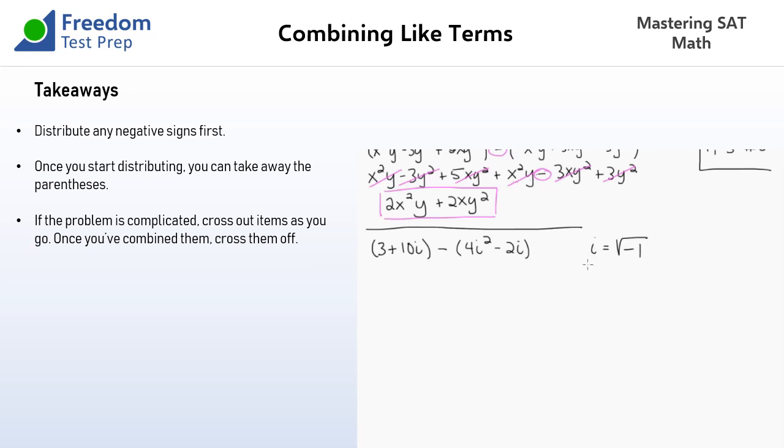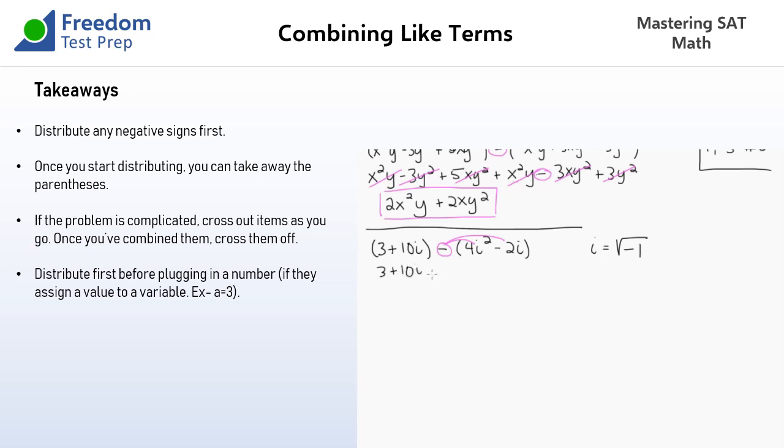Right? And when they give you this note, it is very tempting to start plugging in square root of negative 1. But first of all, I want to say, don't do anything yet. The first thing I would do is distribute this to here and to here. So always make that the first thing that you do. So we've got 3 plus 10i minus 4i squared, and then the plus, because we've got a negative and a negative, so we've got a plus 2i.